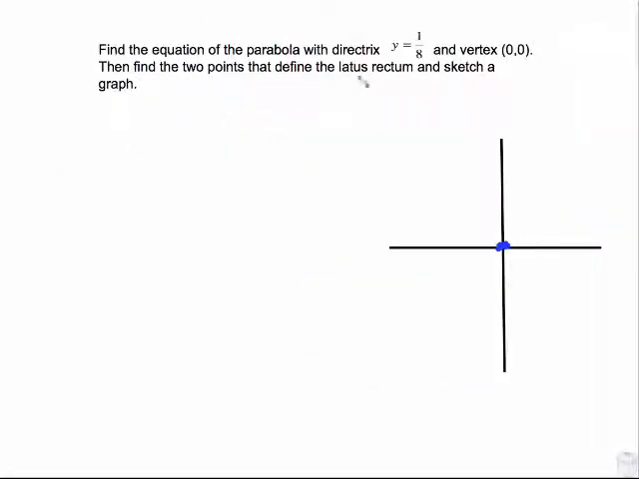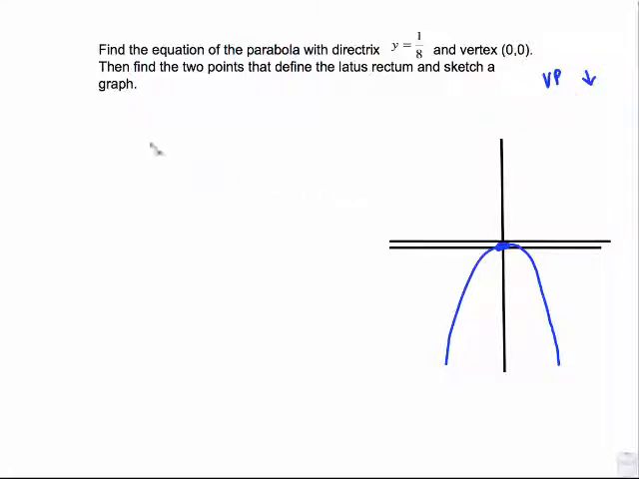New problem, new information. We have a vertex of 0, 0. We have a directrix of y equals 1/8. So it's hard for me to get it exactly in the right place, but I do know it is up here just barely above the x-axis. And what that tells me, because my directrix is a horizontal line, is that my parabola is an upside down vertical parabola, something like this. So this is a vertical parabola and it is facing down.